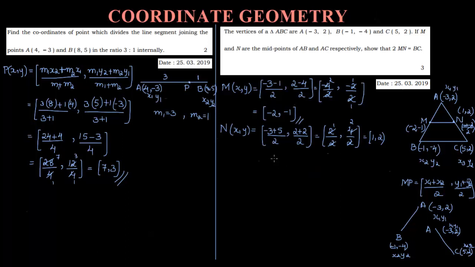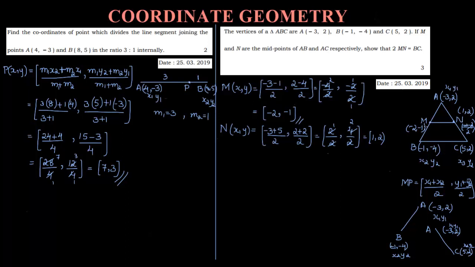So now we need to prove that the distance between M and N is half of the distance between B and C, or in other words, BC is twice as long as MN, right?